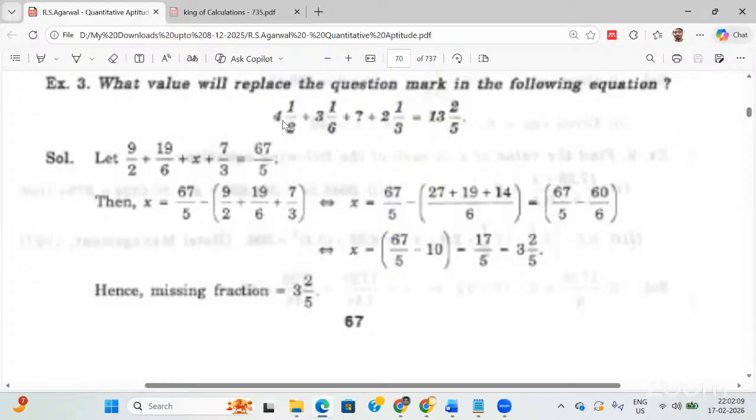2 4s are 8 plus 1, 9. Therefore, 9 by 2. 3 6s are 18 plus 1. Therefore, 19 by 6. And this is the x, and 3 2s are 6 plus 1, 7. Done? Any problem? 13 5s are 65 plus 2 is equal to 67. Any problem up to this? Anyone face any problem?